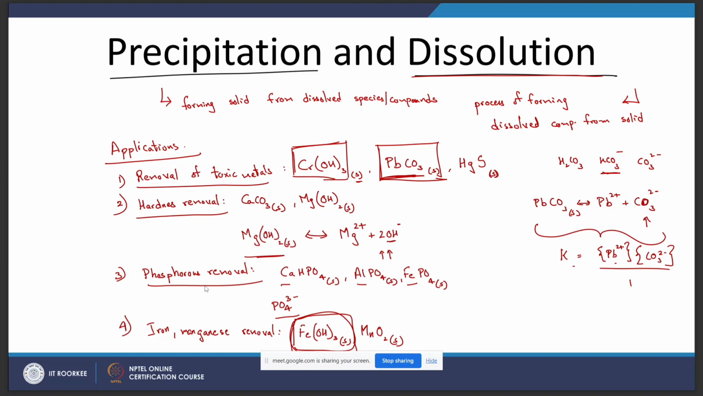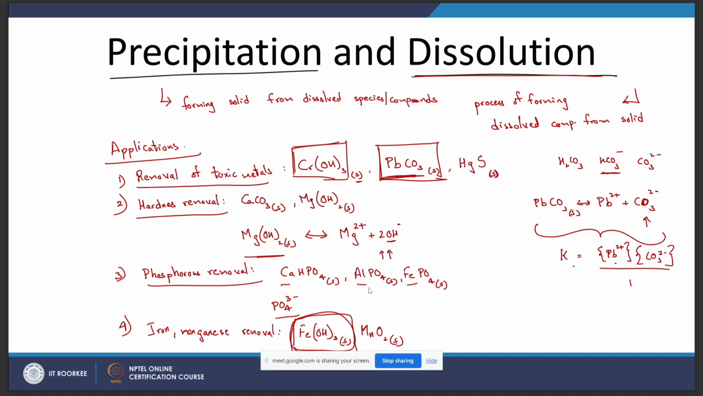Next is phosphorus removal. In wastewater, in surface water or in oceans, there is a lot of problem of eutrophication, and eutrophication is caused by excess nutrient discharge into water bodies by human activities or naturally. Generally phosphorus is the limiting nutrient which limits eutrophication. If there is a surplus amount of phosphorus in the system, then eventually there will be a lot of growth of algae, and it will lead to eutrophication.